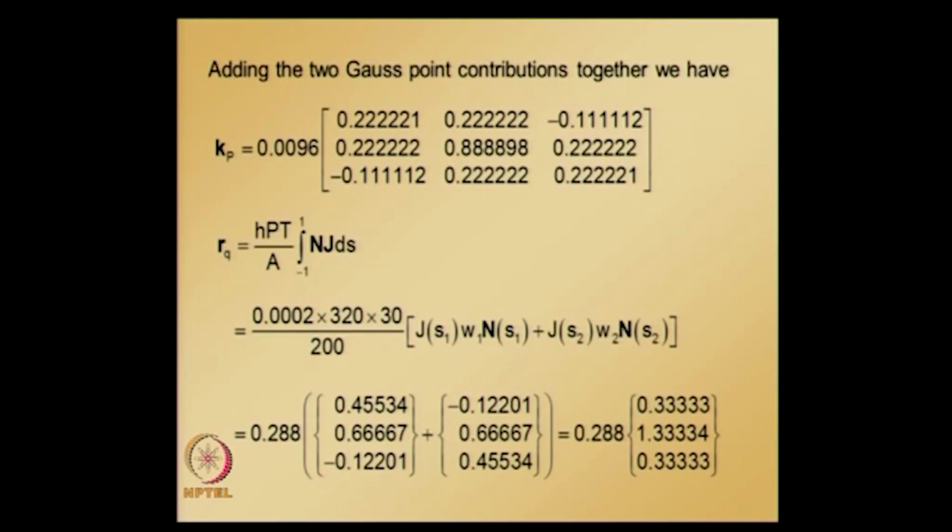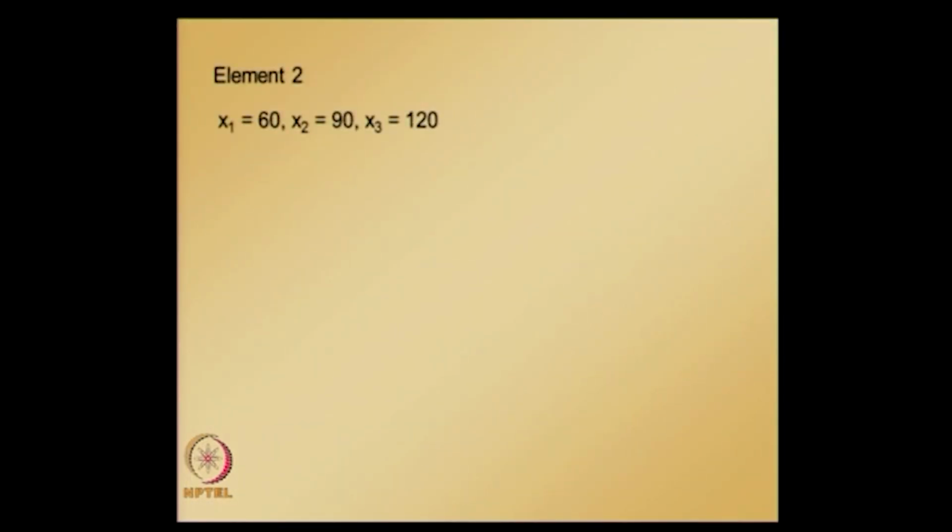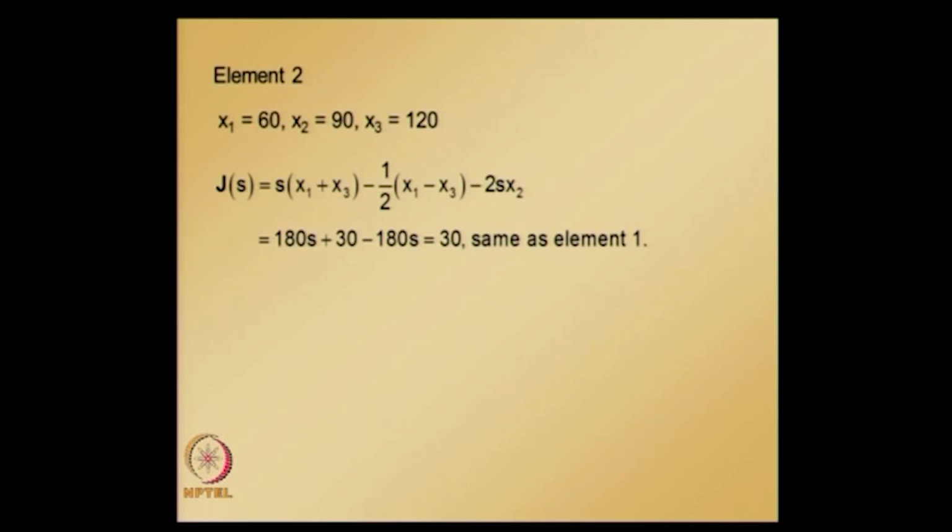So, now let us look at, these are the matrices and vector corresponding to element 1. What about element 2? Element 2, locally the coordinates of node 1, node 2, node 3 are shown there, and the distance between each of these nodes and the total length of this element 2 are the same as that in element 1, and also the Jacobian is the same as element 1.